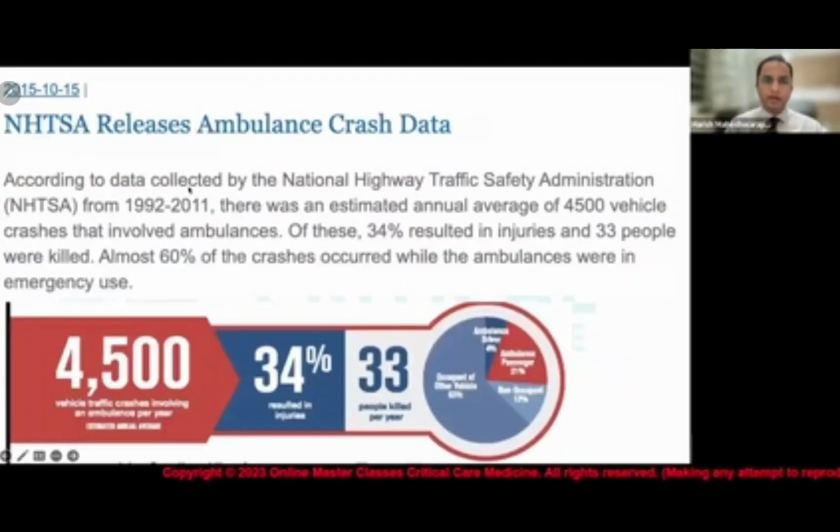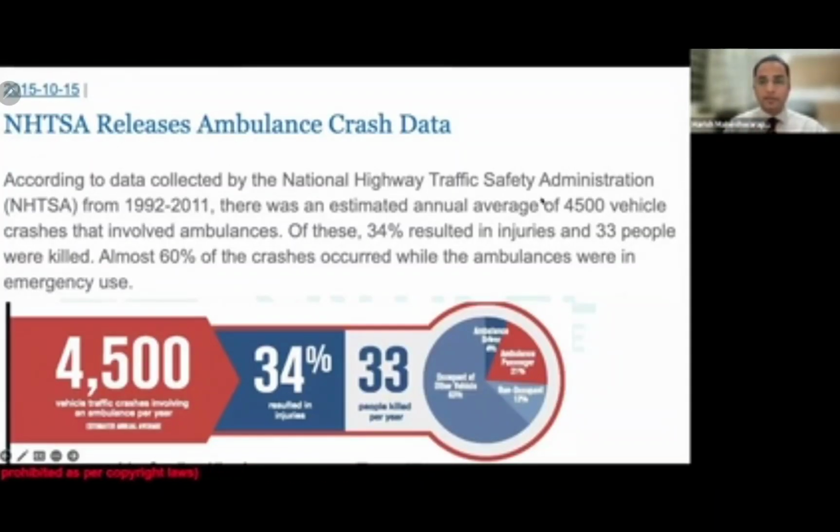So, these are some of the data. This is NHTSA data on ambulance crashes, meaning accidents involving ambulances, collected from the National Highway Traffic Safety Administration. Between 1992 and 2011, this is the old data, there was an estimated annual average of 4,500 vehicle crashes that involved ambulances. Of these, 34% resulted in injury, and 33 people were killed. Almost 60% of the crashes occurred while the ambulances were in emergency use, because there is an urgent process of transferring.